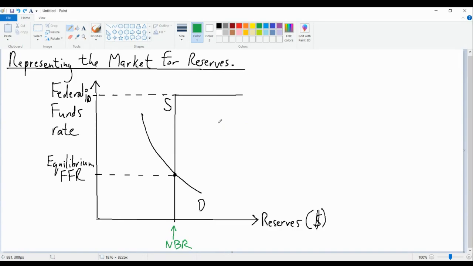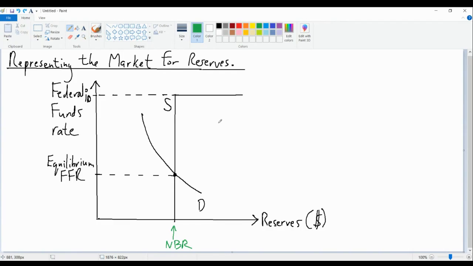So that's 3. What about 4? 4 was the interest rate on reserves. So how can we get that into this picture? Well, remember last Monday, I was saying that the interest rate on reserves essentially functions as a floor on the federal funds rate.